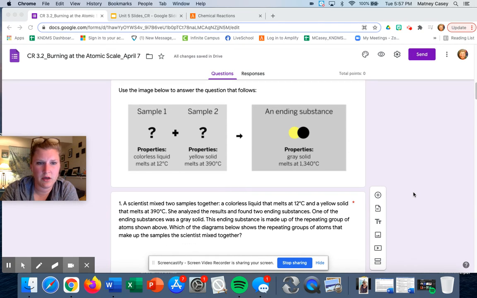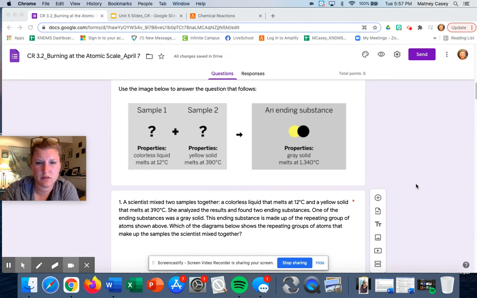What you basically saw in the question's reading: a scientist mixed two samples together. It was a colorless liquid that melts at 12 degrees Celsius, and a yellow solid that melts at 390 degrees Celsius. She analyzed the result and found two ending substances. One ending substance was a gray solid. The ending substance is made of the repeating atoms shown above here. Which of the diagrams below shows the repeating groups of atoms that make up the samples the scientist mixed together? So that's a lot of words. Let's break this down and dissect it.